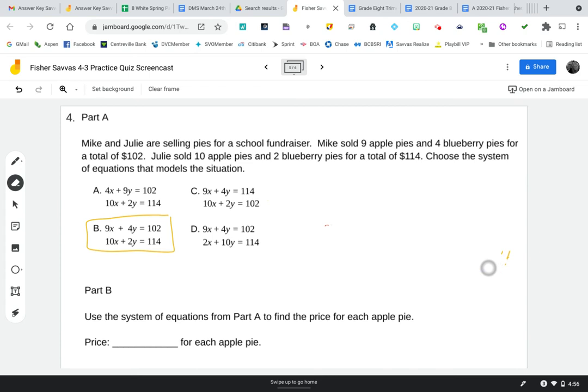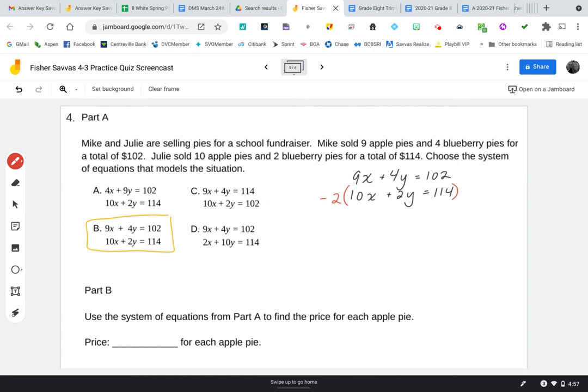So obviously now they're going to want us to solve. So they want us to solve for the cost of 1 apple pie, how much it costs for an apple pie. And we know that our apple pies here are x. All right, so I have my two equations. 9x plus 4y is equal to 102. And 10x plus 2y is equal to 114. Well, the easiest way to solve this system of equations by elimination is going to be to multiply the entire bottom equation by a negative 2 to cancel out my y's.